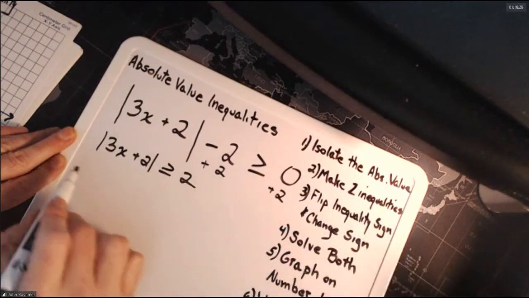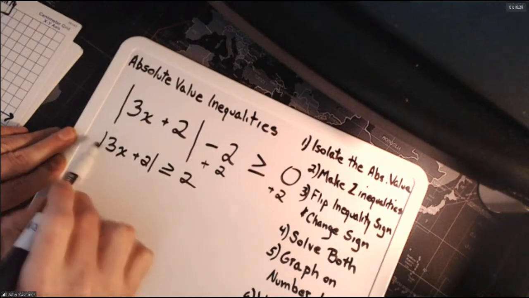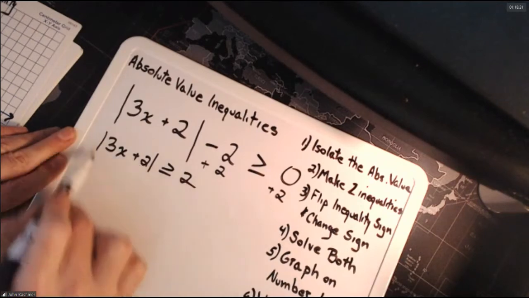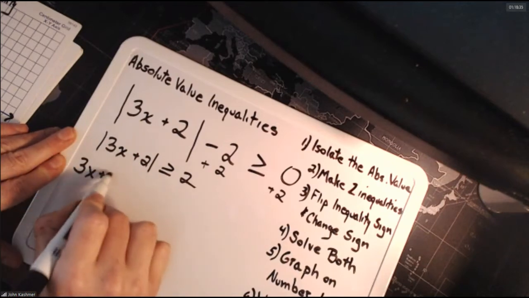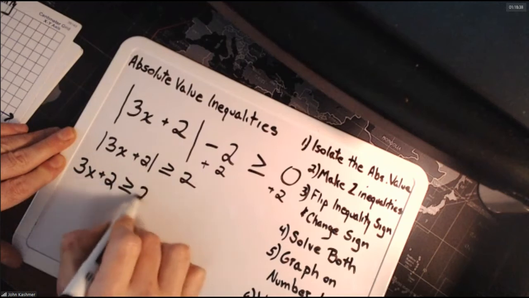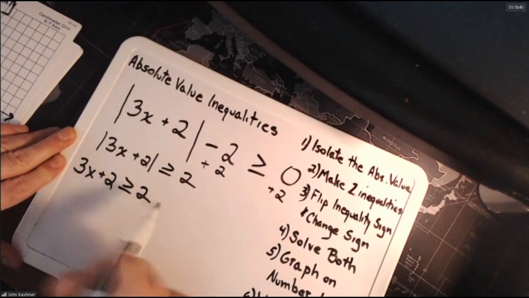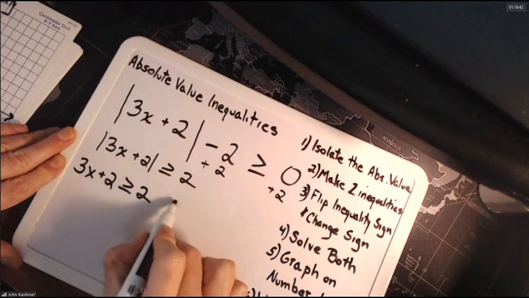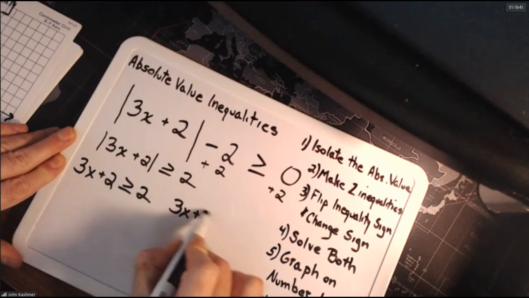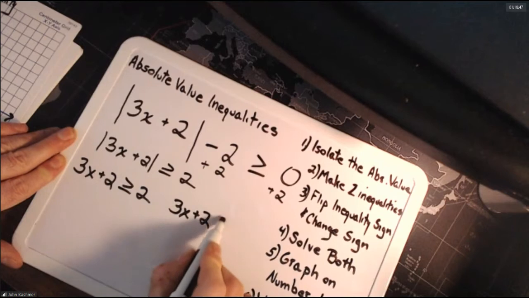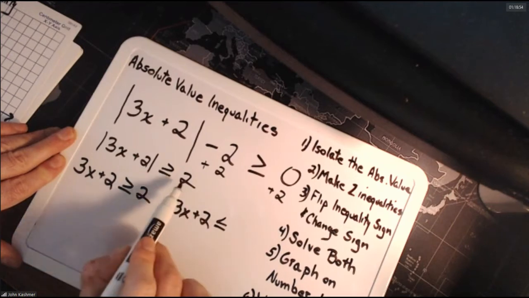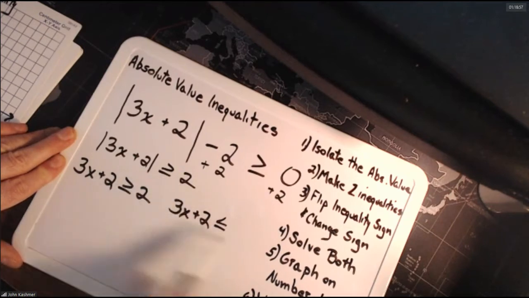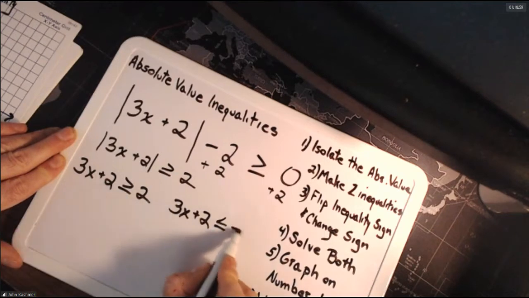So what you do is you write the first inequality exactly as it is, just remove the absolute value signs. So 3x plus 2 is greater than or equal to 2. Then you write it again, but this time you flip the sign. So the inequality symbol flips. And whatever's after the inequality symbol changes sign. So since 2 is positive, it now becomes negative.